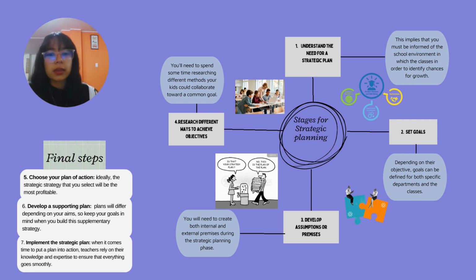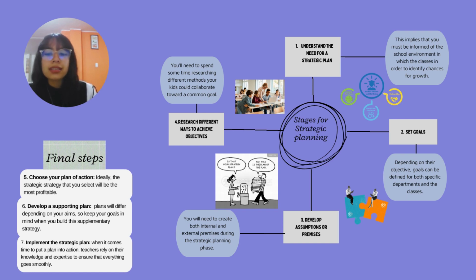The third is to develop assertions or premises. In this one, we need to create premises during the strategic planning phase. The fourth is to research different ways to achieve the objectives. In this one, we need to look into what methods we use during our classes. And the fifth step is to choose the course of action. We need to put our plan to work.